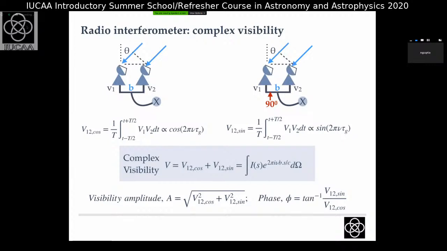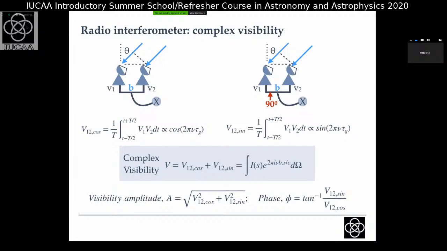What happens is that in addition to taking this simple multiplication, it also does another multiplication where, in the path of one of the signals, we introduce a 90-degree phase difference. So I get another measurement, which is sine 2 pi nu tau g here, right? So I have this V12 cosine and V12 sine here. And the complex visibility now is just the sum of these two. V is equal to V12 cosine plus i V12 sine. And the amplitude and phase of this visibility can be defined like this.